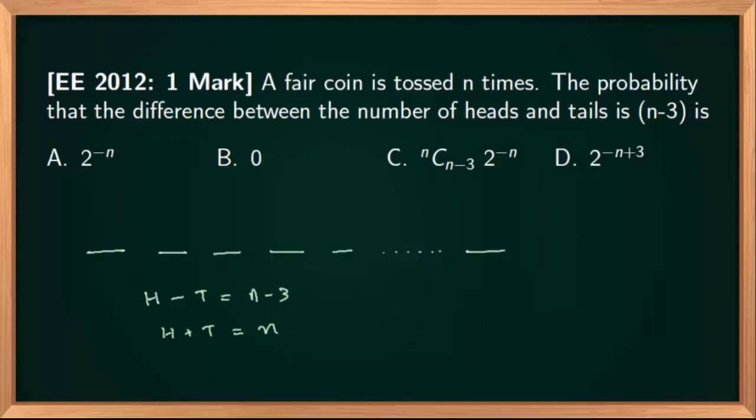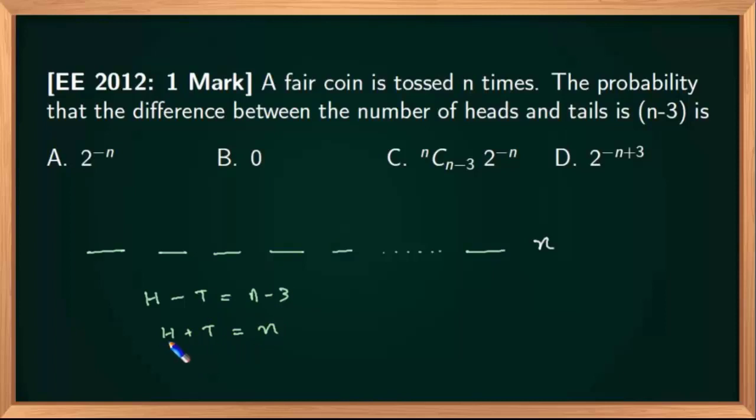A fair coin is tossed n times. I have to find the probability that the difference between the number of heads and tails obtained is n minus 3. So these are those n tosses. Now I know that the difference between heads and tails is n minus 3, heads minus tails is n minus 3. I have to find the probability for this.